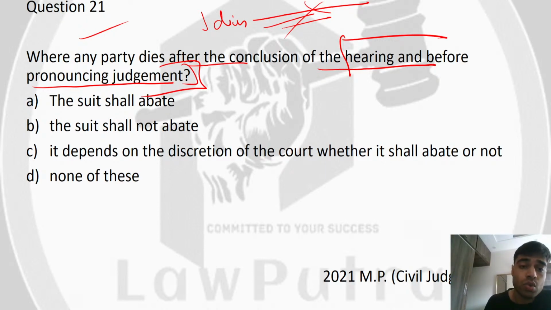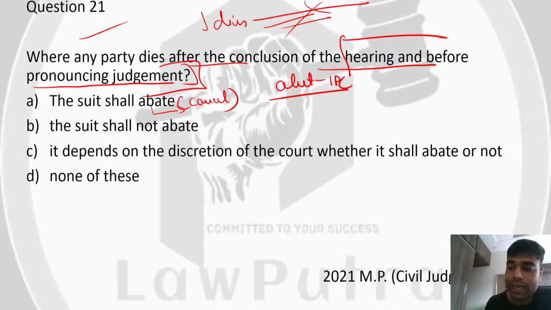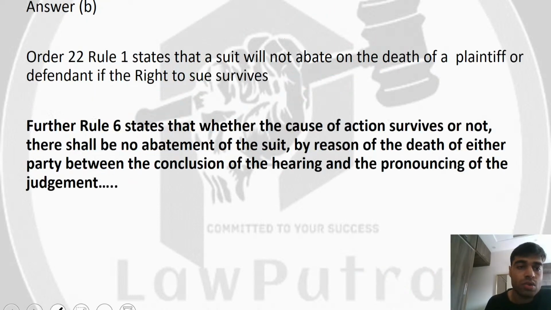Then the suit shall abate. Abate means cancel. Don't confuse it with abet, which is given in the IPC. So the suit shall abate. The suit shall not abate. It depends on the discretion of the court whether it shall abate or not. None of these. So the answer is B. The suit shall not abate. It will not be cancelled. And this is given under Order 22 Rule 1.